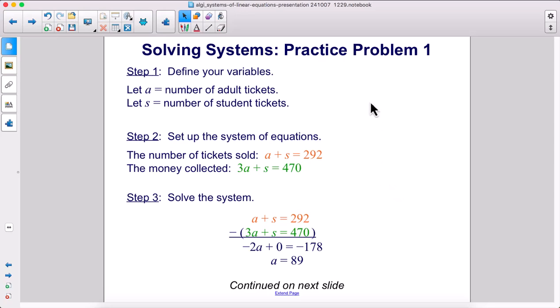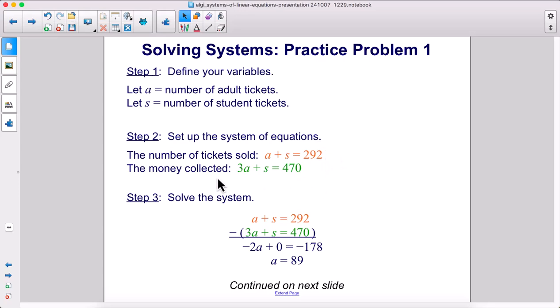Step 1, define your variables. We're going to let A equal the number of adult tickets and S equal the number of student tickets. Then we're going to set up the system of equations. We know the total number of tickets sold, A plus S, is 292.